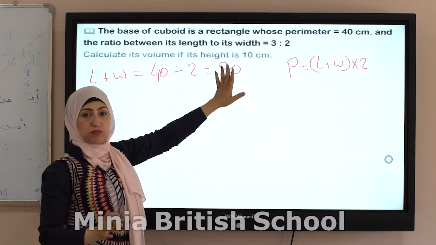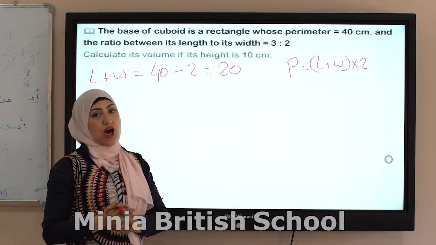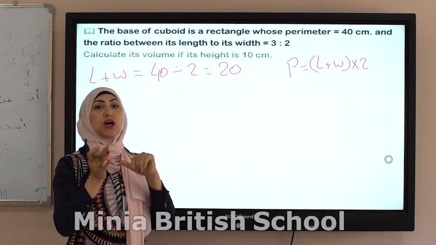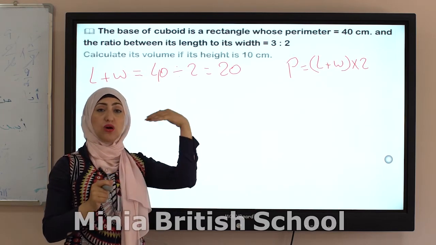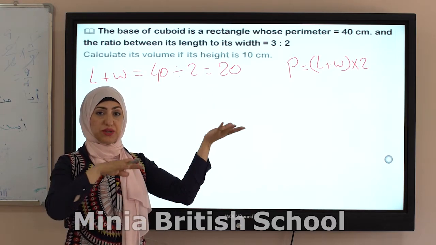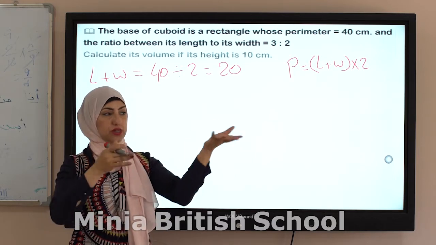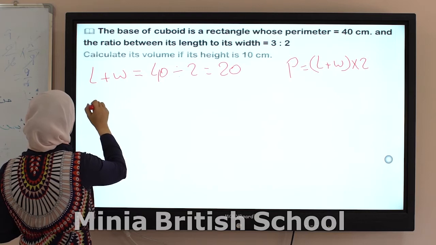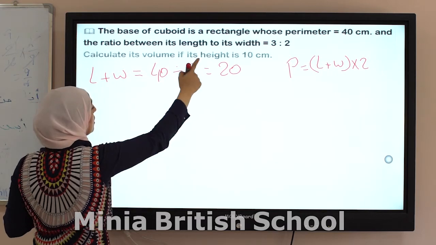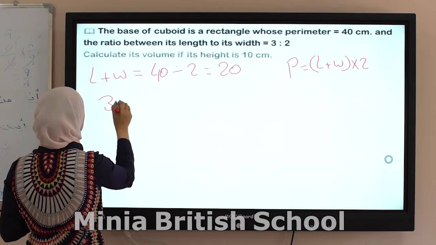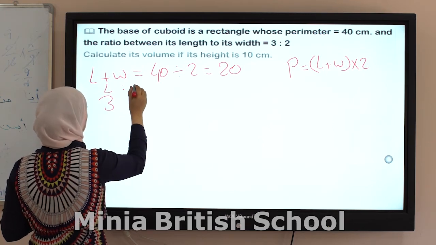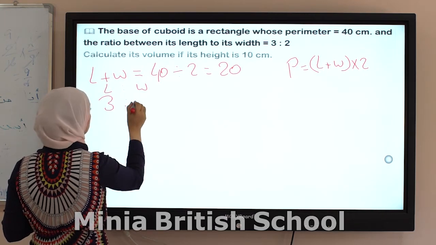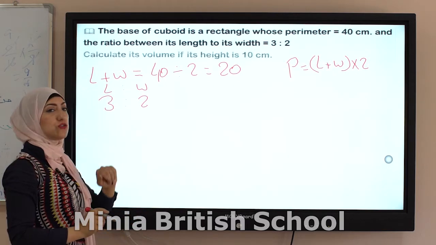Can I leave them 20? No. I want to multiply them, not add them. So I want the length separate from the width. Okay, here he gives me the ratio of length to width, 3 to 2.